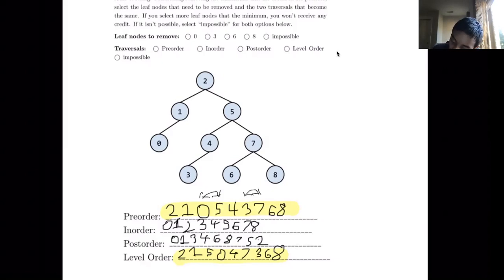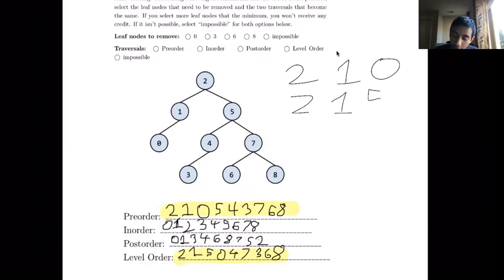So let's look at the first 3 nodes to observe in this pre-order traversal. Here we have 2, and then 1, and then 0. But in the level order, we have 2, then 1, then 5, and then 0 comes after that. What you can see is that, in order to make them the same, I just added a 5 for the pre-order traversal, and we can actually remove the 0 node here.